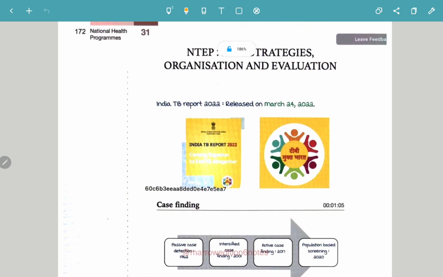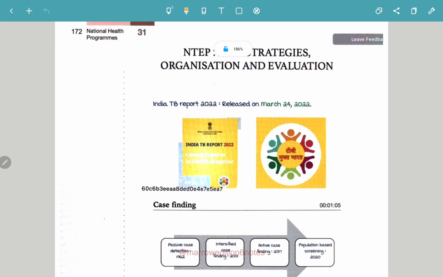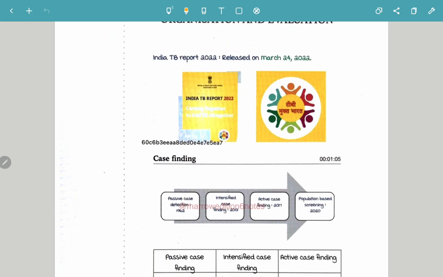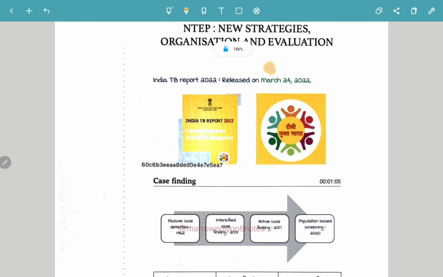Now let's move on to NTEP new strategies, the organization and evaluation. As I already told, March 24 is World TB Day.